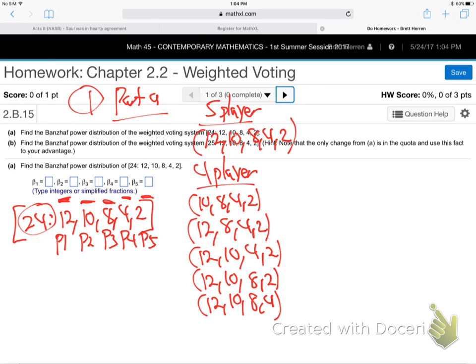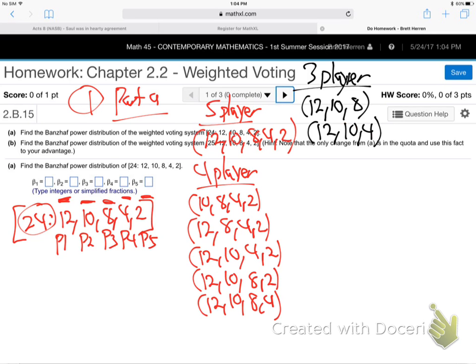Okay, so now, 3-player. Yeah, this is a real pain. How do we find all the 3-player teams? It's not easy. You've got to be careful. What do we have to have? 24. So I'm going to start with a 12. 12, 10, 8. That makes 24, doesn't it? And then 12, 10, 4. And then 12, 10, 2.